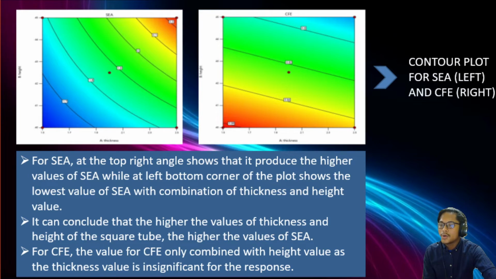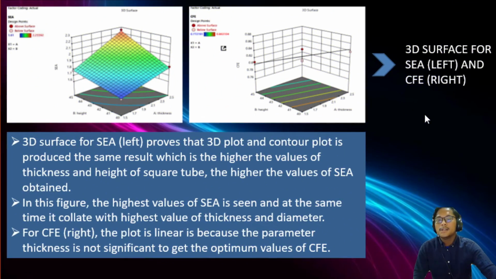It can conclude that the higher the values of thickness and height of the square tube, the higher the values of SEA. For CFE, the value for CFE is only combined with height value, as the thickness value is insignificant to the response. This is the 3D surface for SEA and CFE. The 3D surface for SEA proves that the 3D plot and contour plot produce the same result, which is the higher the values of thickness and height of the square tube, the higher the values of SEA obtained.